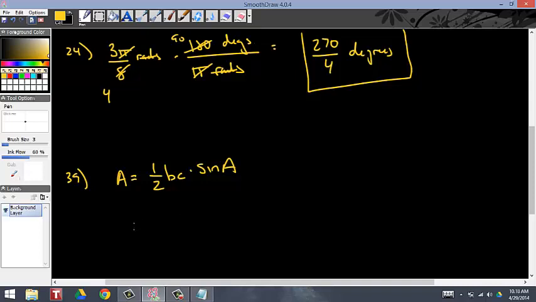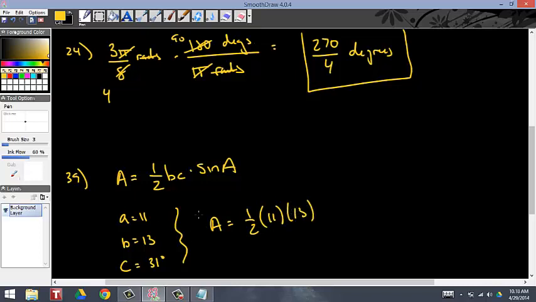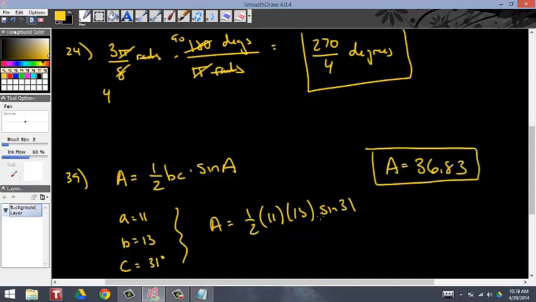39 is A equals 11, B equals 13, and angle C equals 31 degrees. So in order for me to use this formula, I'm going to say the area is equal to 1/2 BC, or in this case, the two sides that they were given, in this case it would be AB, times sine of 31. From there, you punch it into your calculator. So you take sine of 31 times 11 times 13 divided by 2. Your area should equal 36.83 units.